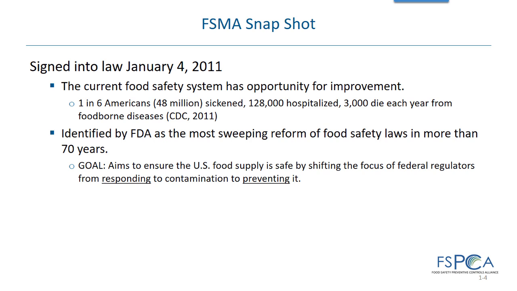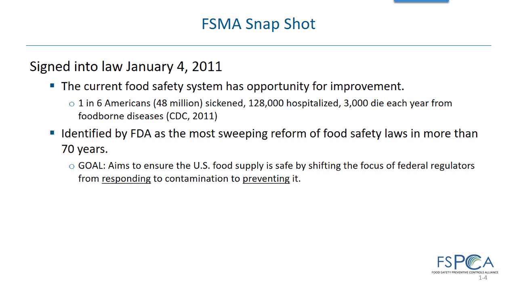Those numbers are essentially just too high for what we expect a modernized country to be able to do at this point. So we needed to make some reforms and respond to that to make those numbers smaller. This regulation, FSMA, is considered the most sweeping reform of food safety laws in more than 70 years. It's really the only big, comprehensive change that has happened since 1938, since the Food, Drug, and Cosmetic Act. We made amendments in between, but this is really an all-encompassing change and, again, an update to the regulation.